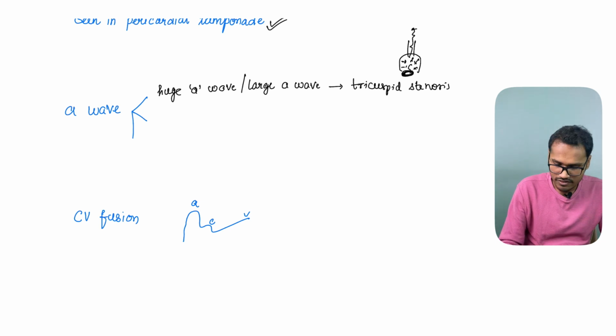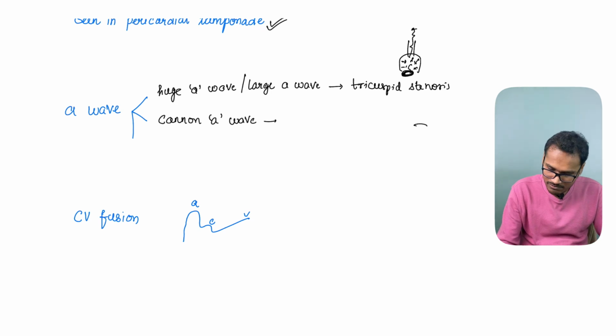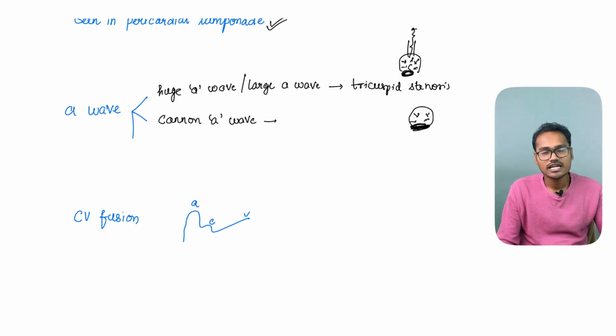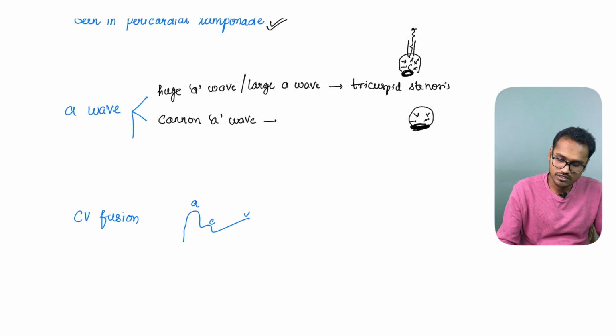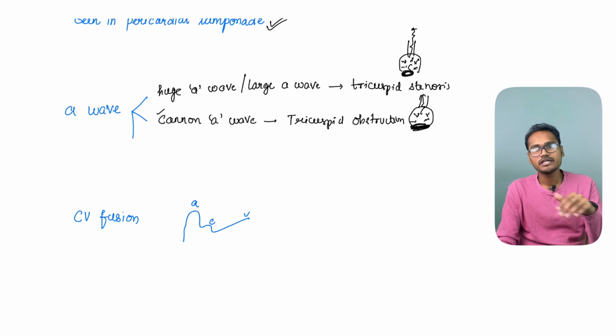Then sometimes the A wave will be very large, which is called cannon A wave. It is also a large A wave, but very large. When will it happen? In stenosis there is a large A wave, but if the tricuspid valve is completely obstructed, the atria will try to push very hard against this obstructed wall, which will be reflected as a very large JVP, called cannon A wave. That happens in tricuspid obstruction. Obstruction means complete blockage. Stenosis means still some gap is left.